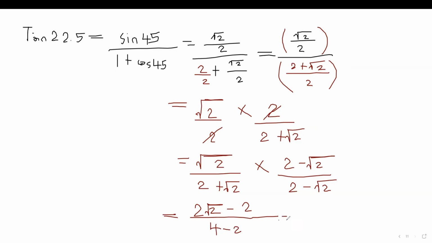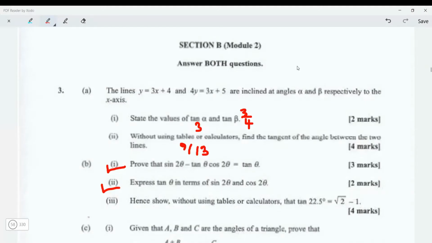So this works out to be, factor out the 2 from the numerator, we get 2 times root 2 minus 1. And that is being divided by 4 minus 2, which is 2. This 2 cancels this 2. So we end up with root 2 minus 1. Sharp. We see that we're done. So we end up with root 2 minus 1. Nice. Moving right along.